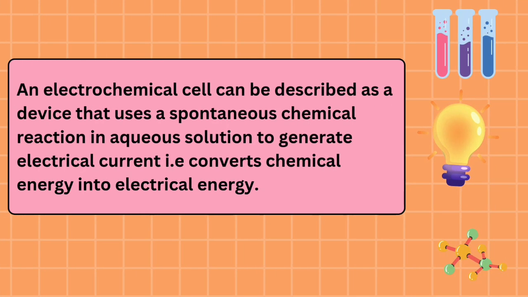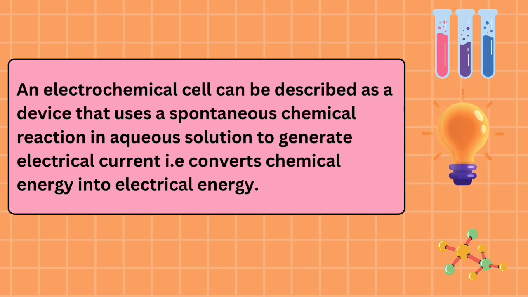An electrochemical cell can be described as a device that uses a spontaneous chemical reaction in aqueous solution to generate electrical current, that is, it converts chemical energy into electrical energy. A chemical reaction results in producing electricity.